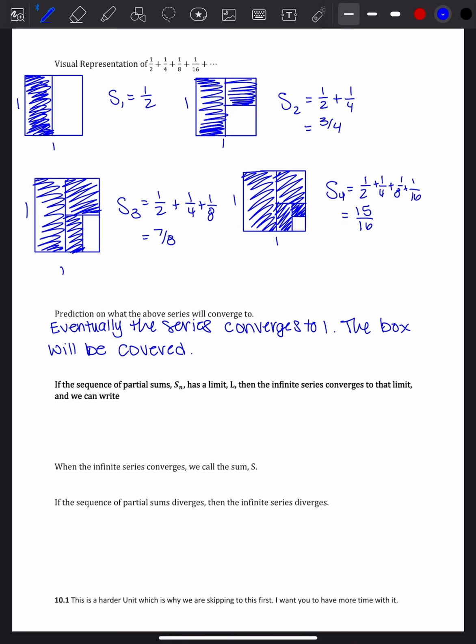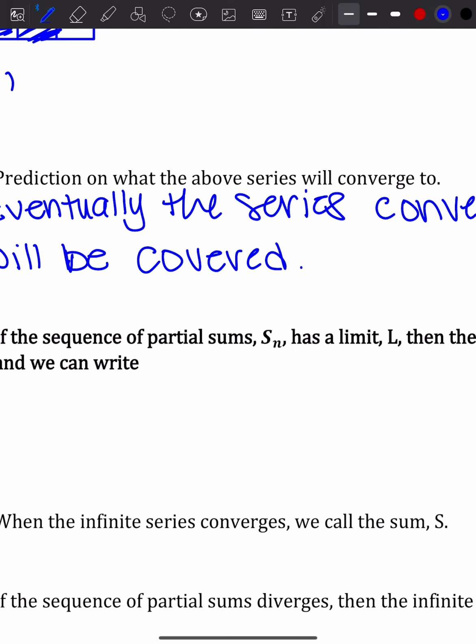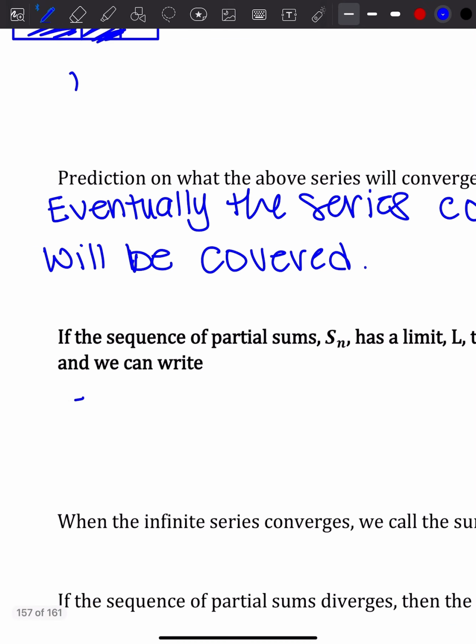So when we are looking at these things, we look at a summation. So if the sequence of partial sums S sub n has a limit L, then the infinite series converges to that limit. So what we're saying here is if we have a series, which is the sum, in our case probably an infinite series. So A is our series. We have A sub k, which is each term of our series, and we're adding up every single one of those terms with this summation.